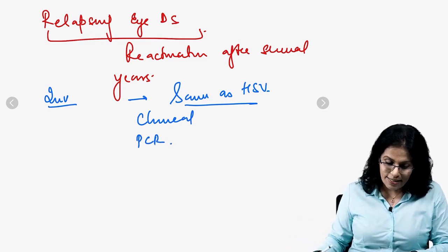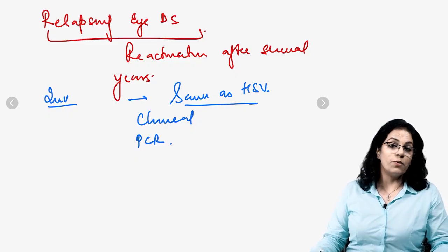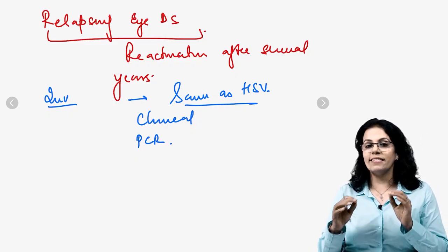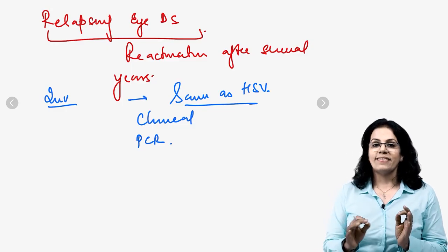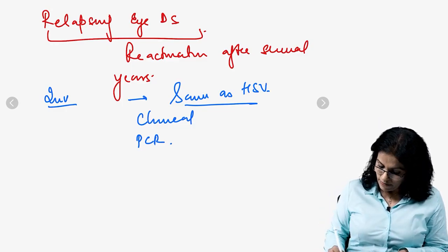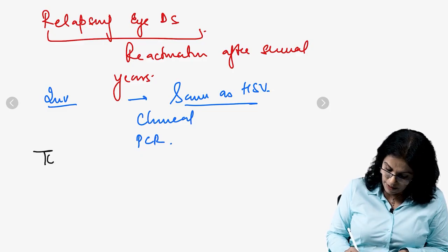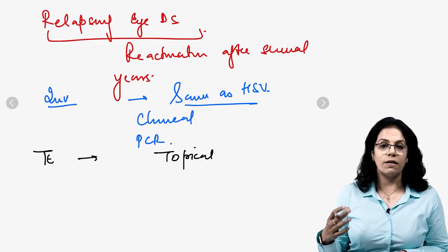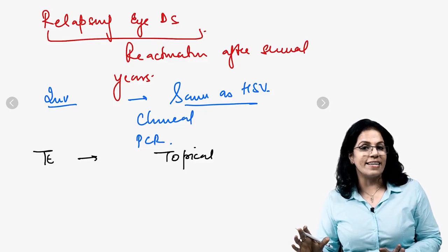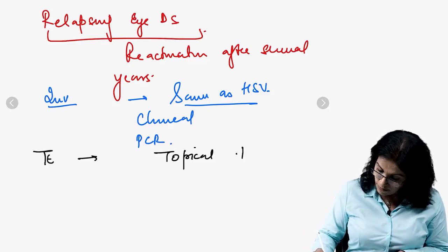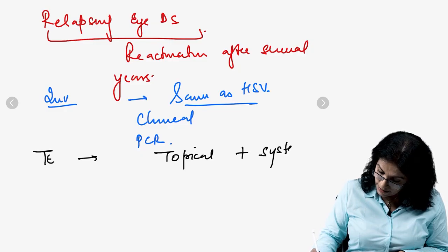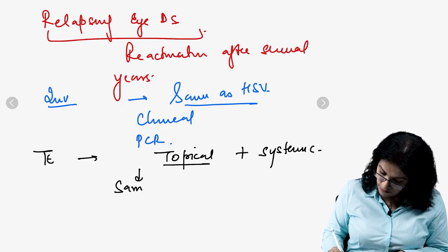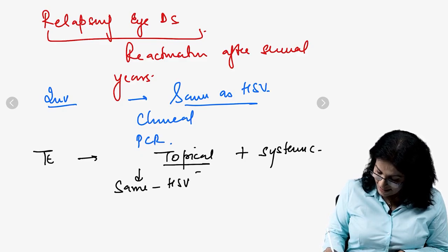We next talk about treatment of zoster. Of course, topical is same as you have learned for simplex. In treatment, apart from topical, we have to give systemic here. Unlike in simplex, where topical may be enough in the majority of cases, here we have to give both topical and systemic. And topical is the same as you have learned for simplex virus.